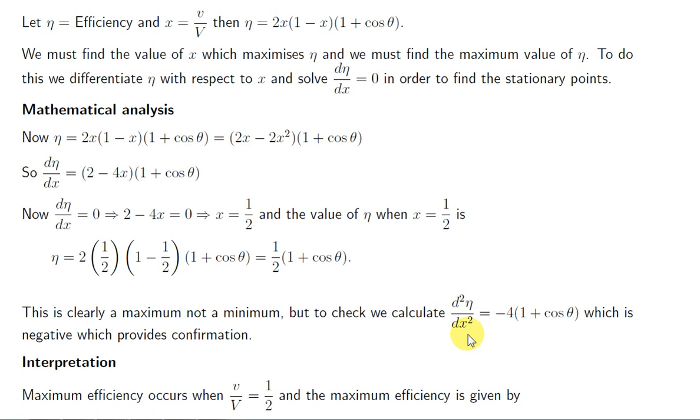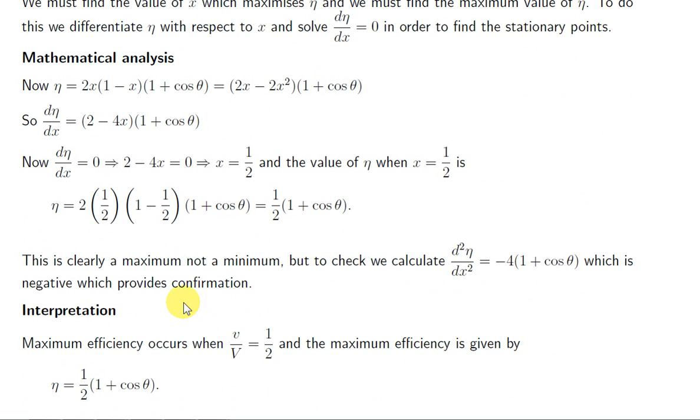And if the second derivative is negative, it means that we have a local maximum of the function eta at x equals a half. So maximum efficiency occurs when x, which after all is little v over big V, equals a half. And to find that maximum efficiency, we plug a half in for x up here. So we get 2 halves are 1, and we have 1 minus a half is a half, so we end up with a half into 1 plus cos theta.